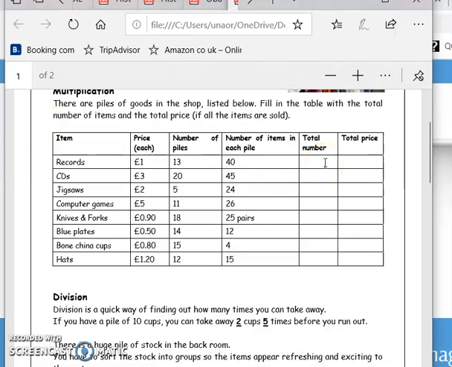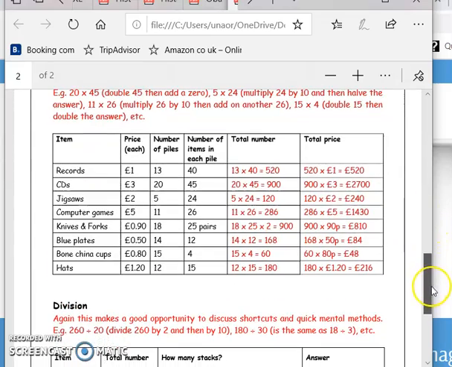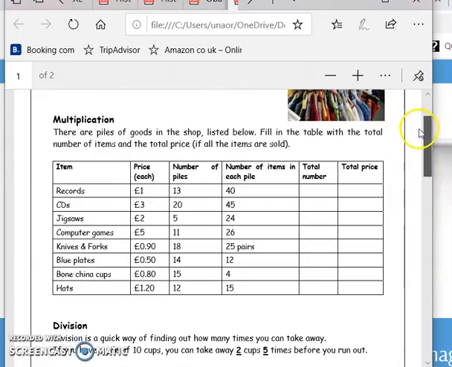Now, you know that each record costs £1, and I can't write it in here, but you've got 520 records. So you multiply 520 by the price, which is 1, and you'll get a total price of 520. And that's exactly what it shows you down here in the solutions. 13 piles by 40 records is 520. And then you multiply your total number by the price, which is £1 in this case, gives you 520.